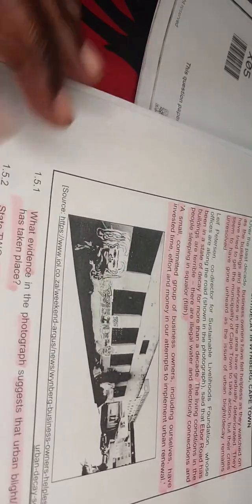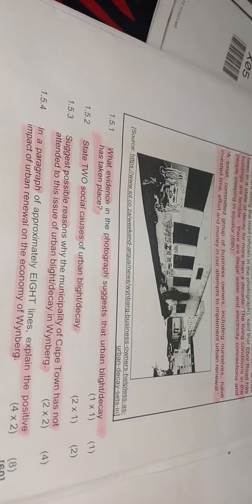Okay, let's check now. Question 1.5.1: What evidence in the photograph suggests that urban blight or decay has taken place? What can you see that shows urban decay has taken place? Can you see the graffiti there? The buildings are not maintained. Buildings are neglected. Old buildings, that's correct. Those are some of the things you can actually see. Buildings are overused, that's correct as well.